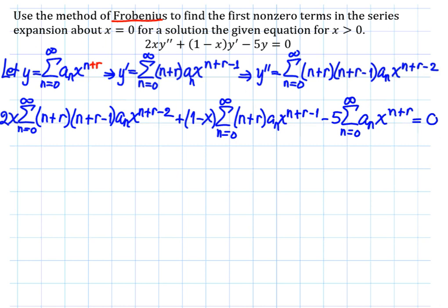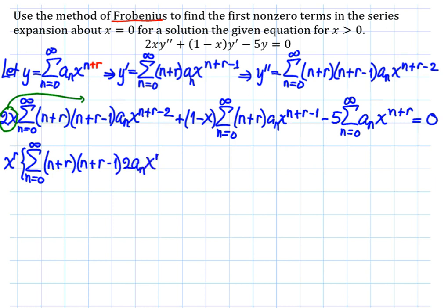Notice that all of them have x to the r power, so I will factor it out as a common factor. Inside, actually, I will multiply the 2x inside, so we're going to have plus 1 into the exponent. So the series will become the sum from n equals 0 to infinity of n plus r, n plus r minus 1, a sub n x to the n.